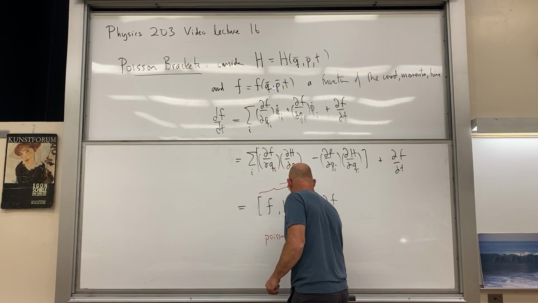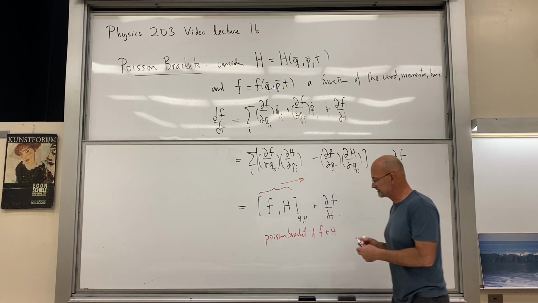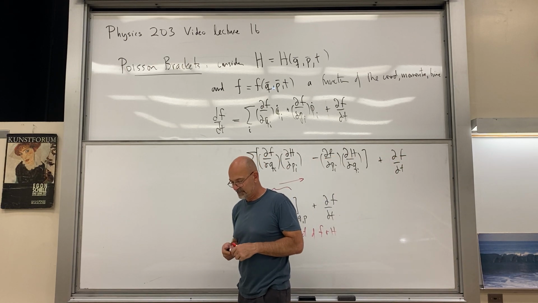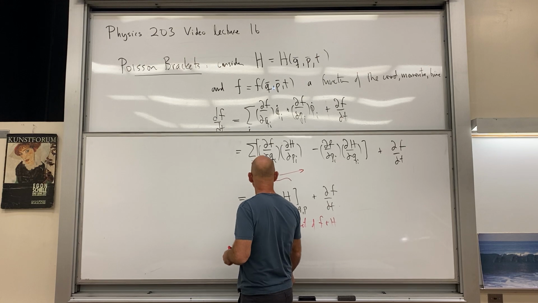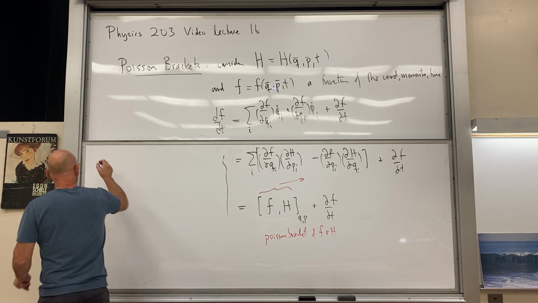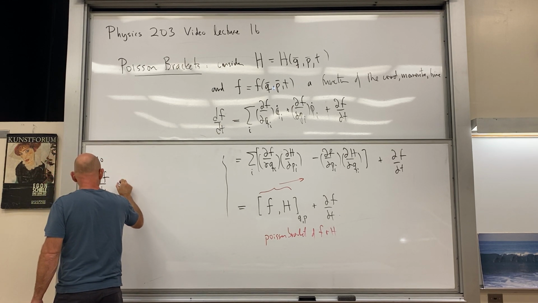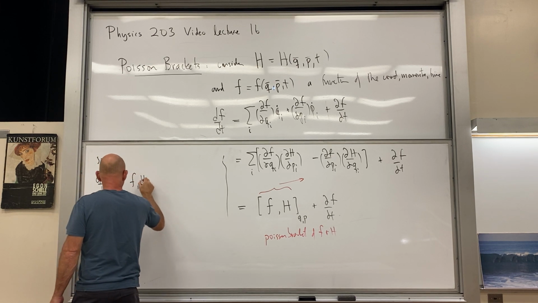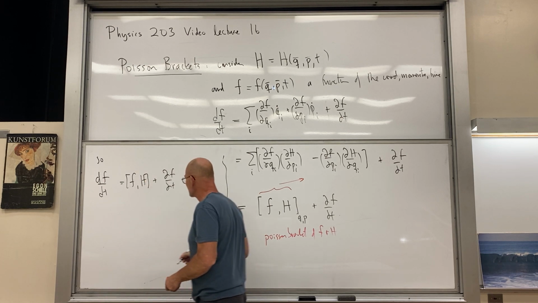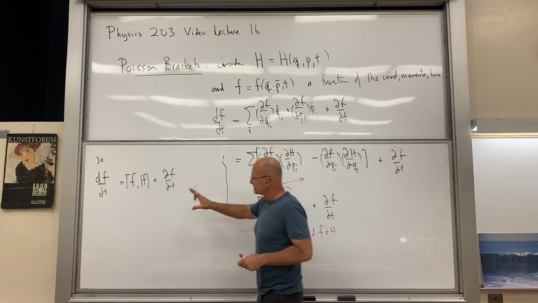Poisson bracket of f, h. Okay. And I've got room over here. So we can write this: df/dt is equal to the Poisson bracket f comma h plus partial f with respect to time. Okay. So that's certainly a shorthand. And what does it mean?